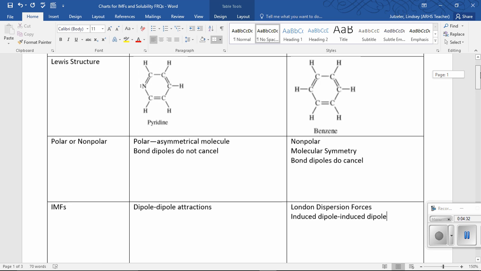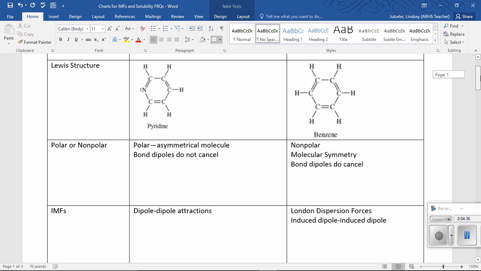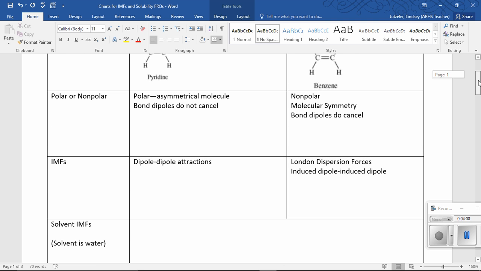So I've gone ahead and I've started differentiating the two solutes. Next, how does water interact with itself? Because remember, dissolving is a three-step process. You have to separate the solvent, you have to separate the solute, and then you have to put the solute and solvent together. So I have to talk about IMFs in each of those steps.